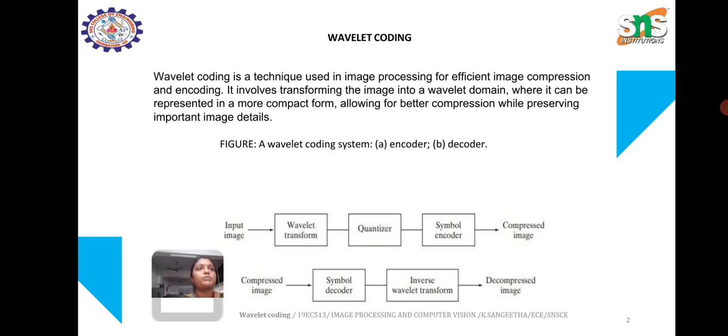The wavelet transform decomposes the image into different frequency subbands, separating the image into low frequency and high frequency components. Low frequency subbands represent the general shape and structure of the image, and the high frequency subbands represent the fine details like edges and textures. It applies a series of scaling and wavelet functions to the image to represent different frequency components at different scales. So the image is broken down into multiple levels of frequency subbands.